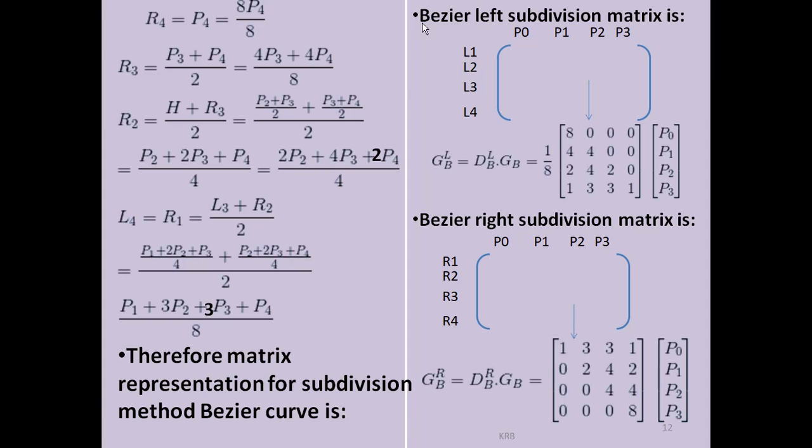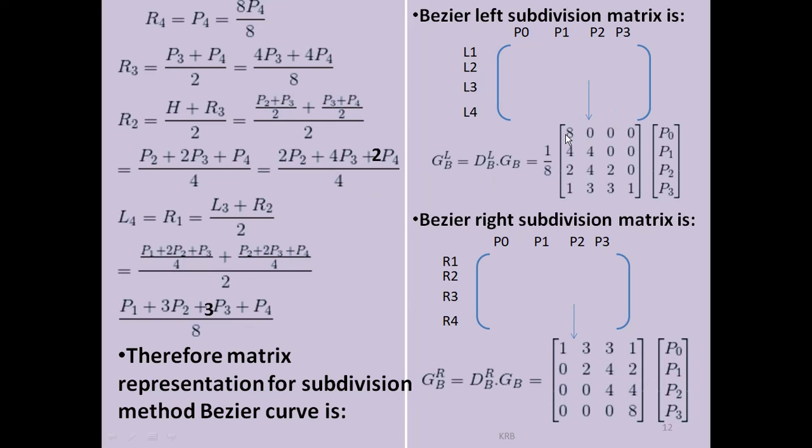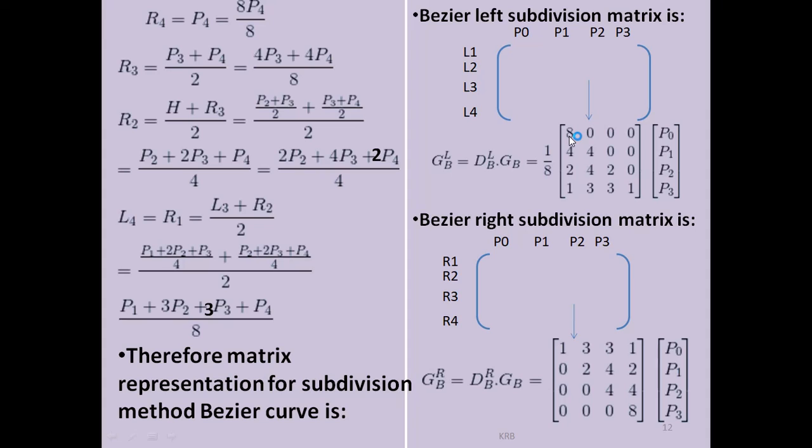As this is the left subdivision matrix, that is to draw the left hand side curve, we are going to consider the points L1, L2, L3, L4. That is, we are going to consider the expressions for these points. So let's see the expression for L1. It is 8P1 divided by 8. Sorry, I have written P0, it is P1 actually. So P1 has the constant 8, so here we have taken 8. Then, as there are no other constants, we have taken 0.